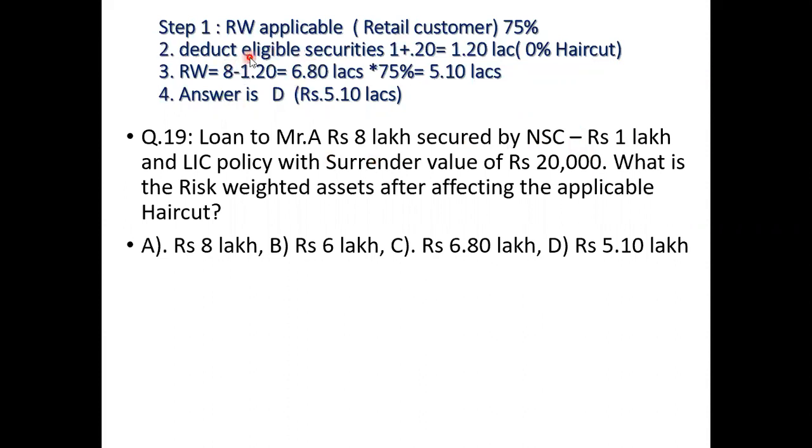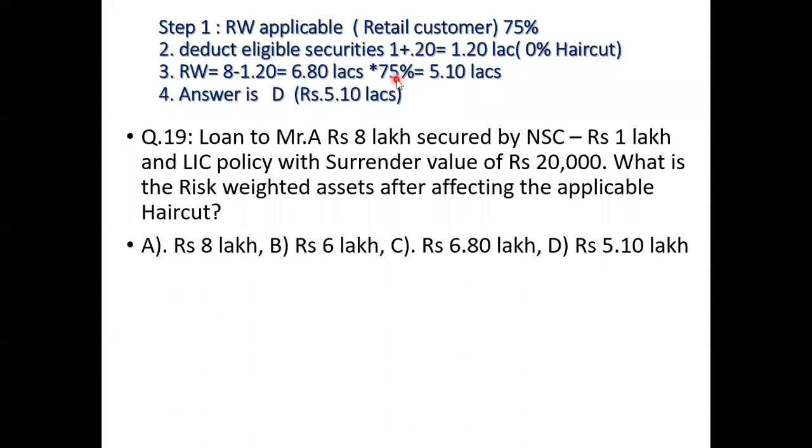Eligible collateral you have to minus. 6.80 lakhs is the haircut adjusted exposure. This is step by step, you have to understand. First you minus the securities after affecting haircut. Now, what is the 75%? Because it is a retail borrower. Retail regulatory exposure, risk weight is 75%.